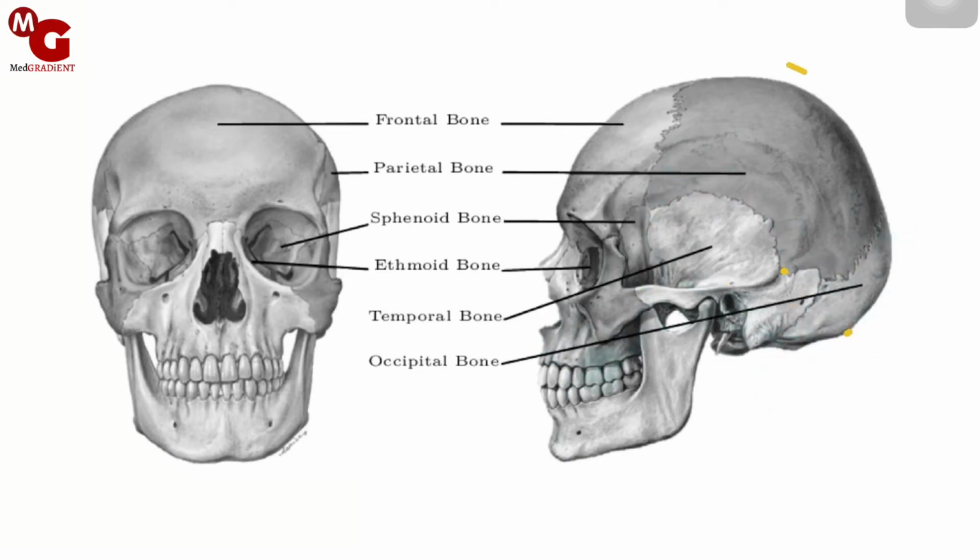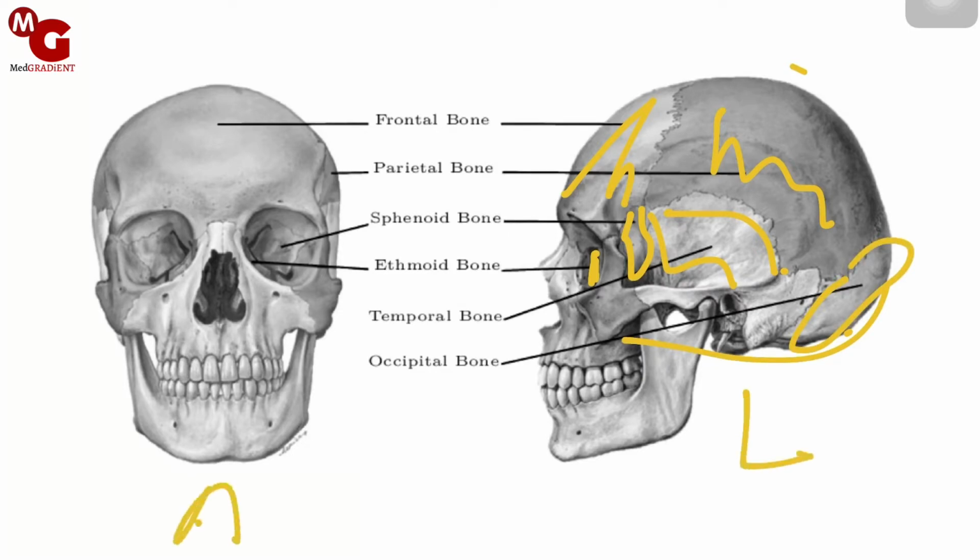Now this is the frontal bone, everyone knows this is the frontal bone. This is the parietal bone, right? Now this is the sphenoid bone that we can see just over here, and the ethmoid bone can be seen inside over here, just inside the orbital cavity. Then we have the temporal bone over here. Then we've got the occipital bone in the posterior part, right? Now this is the lateral view, and this is the anterior view.